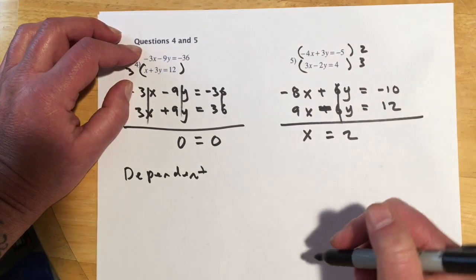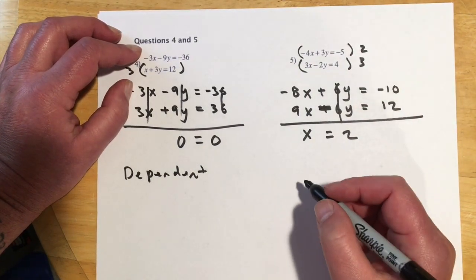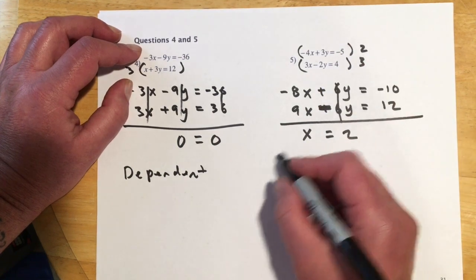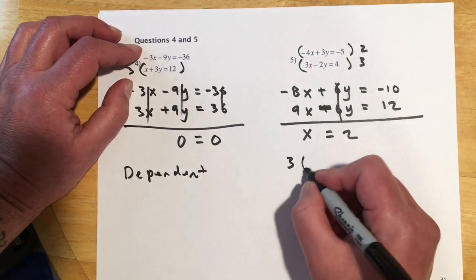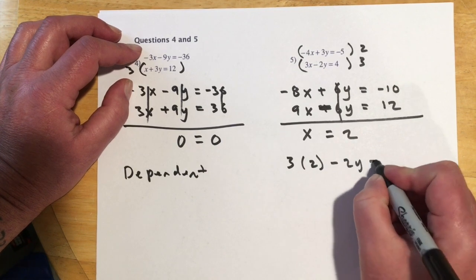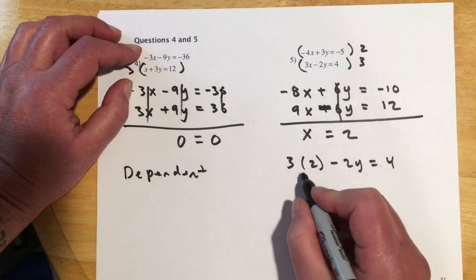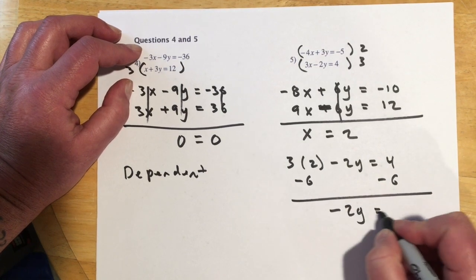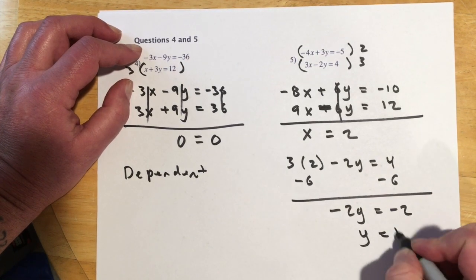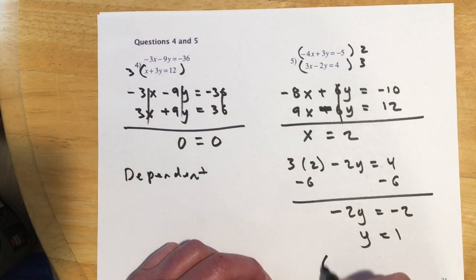And now I can just drop it back into either of those originals and solve. I think I'll pick the second one, slightly smaller numbers, I don't know, doesn't matter which one you pick. So 3 times 2 minus 2y equals 4, so this would be 6. I'll bring it over here. Negative 2y equals negative 2, and y equals 1. So our solution set is 2 and 1.